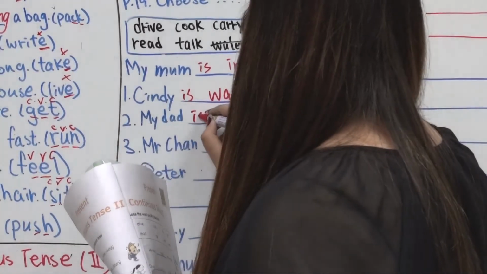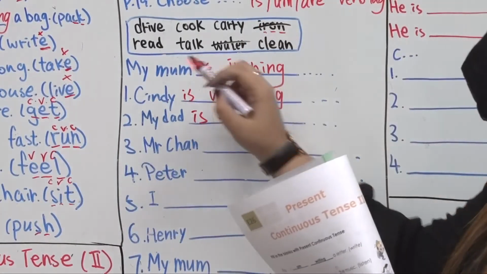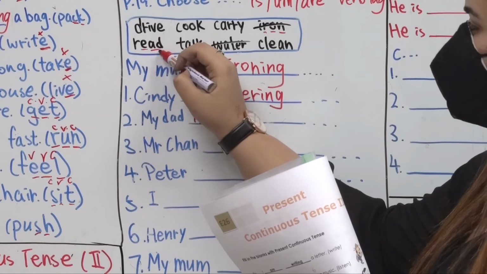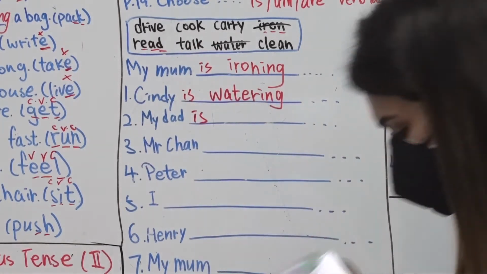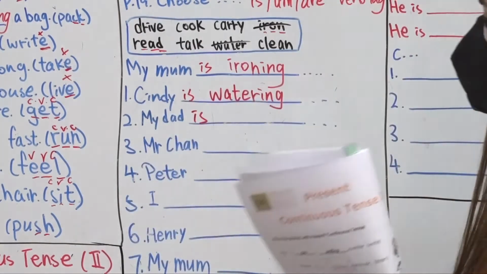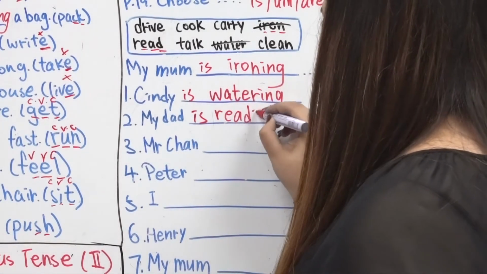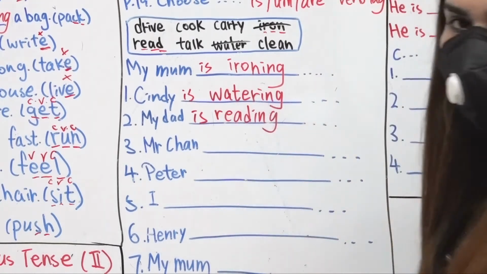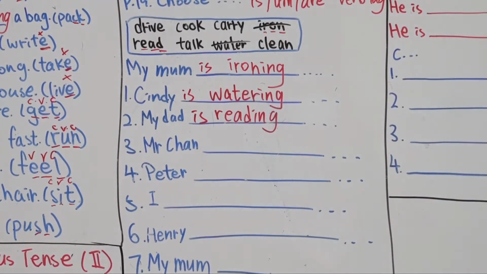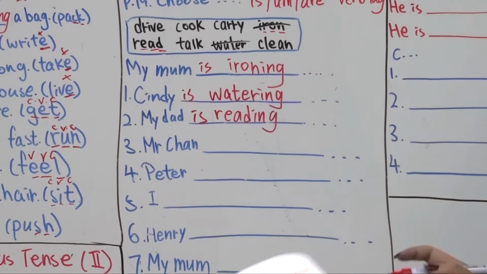Is reading. So vowel, vowel, consonant. Two vowels and D, right? So that's why we just add ing. Reading. Okay, reading. Read. Okay. I'll do one more, then the rest of it you do it by yourself, okay?